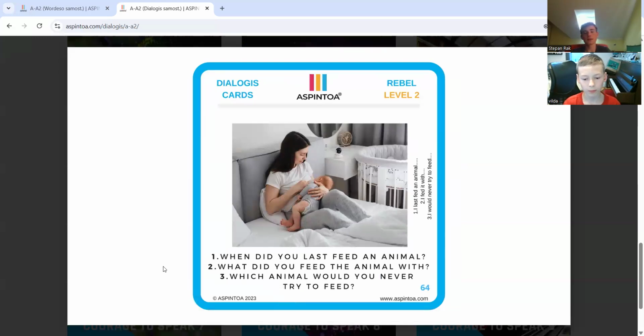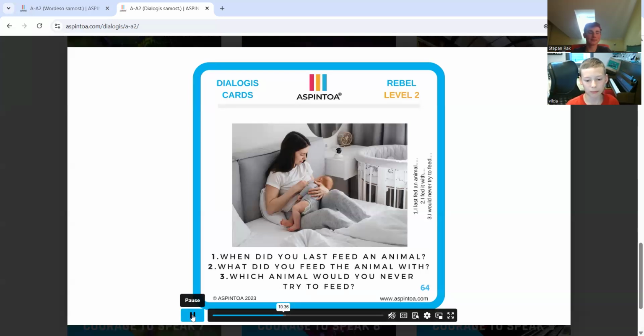And when did you last feed an animal? I last fed an animal, maybe in the zoo. And what did you feed the animal with? With some special animal biscuits, like I could say that. So something made for them. And which animal would you never try to feed? Maybe a bull. Yeah, that could be a bit dangerous. I agree.